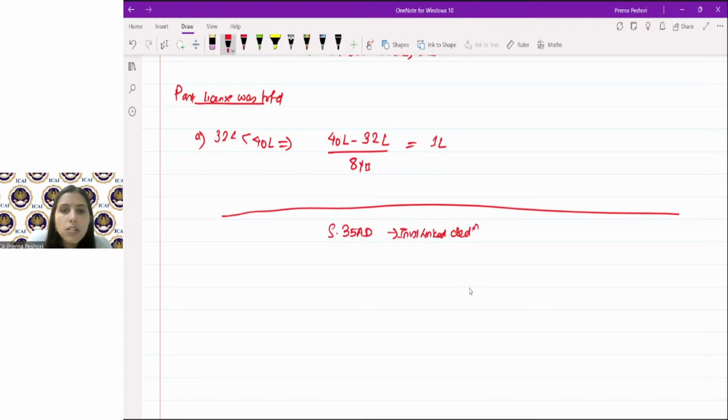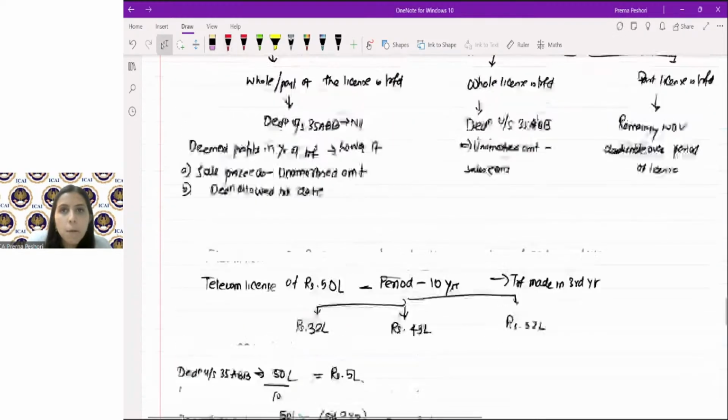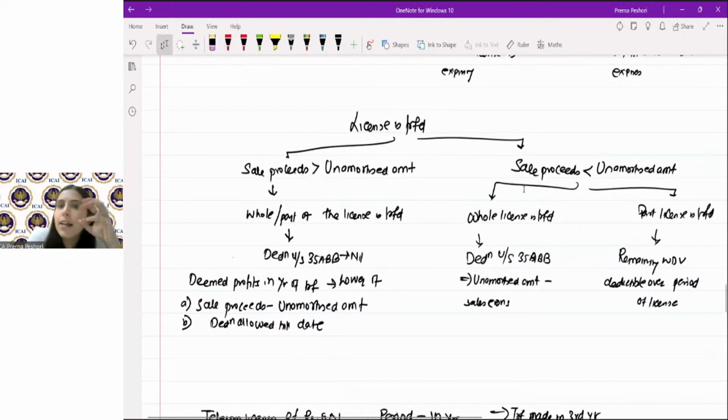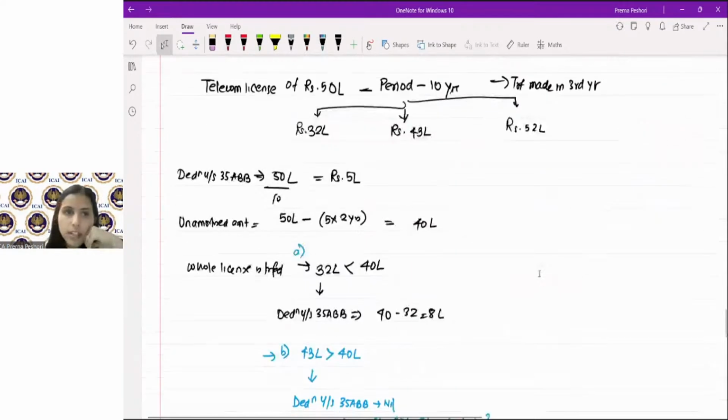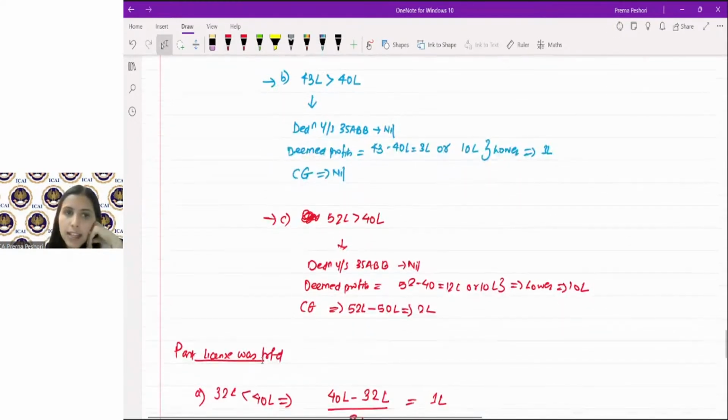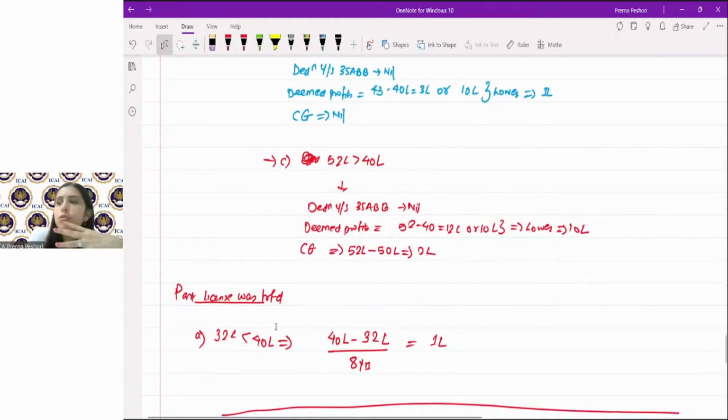Okay, there's a doubt here. The partial case is confusing. I will explain it again for your purpose. If the patent license is transferred, let's look at this case. If the license was transferred, then it is similar to how you reduce the sale consideration from the block of assets in the case of depreciation.